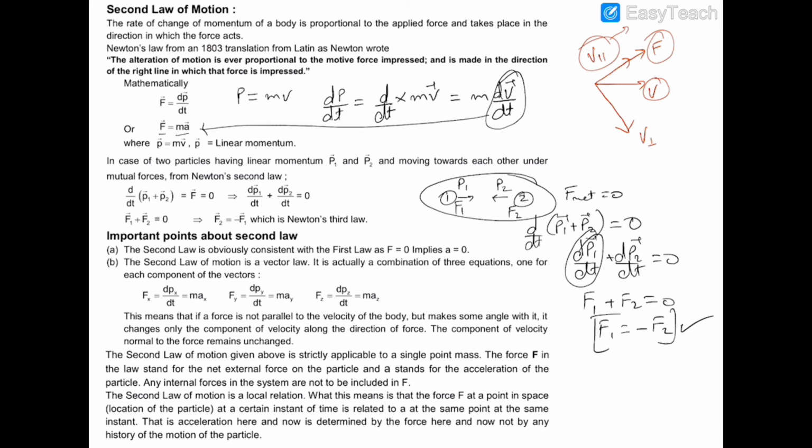Now the second law of motion is also a local relation. It means that when we write F equals ma, then at the instant at which that F is applicable on the body, a is the acceleration at that same instant. The acceleration has no relation with the history of the motion, and the instant we apply any force on the body, at the same instant that acceleration is valid. So F equals ma has the same-instant relationship.